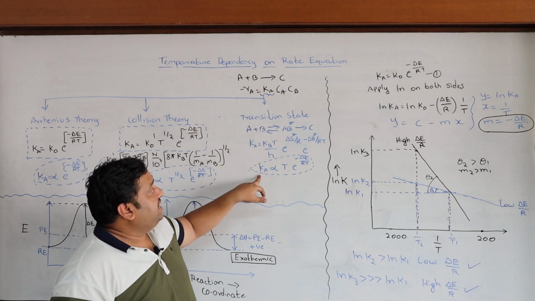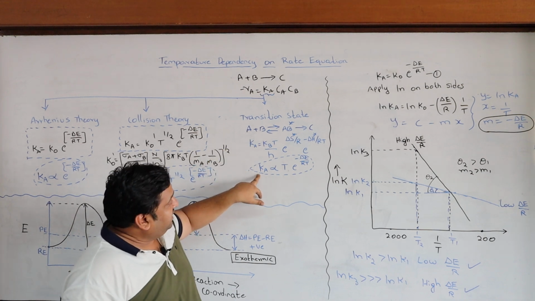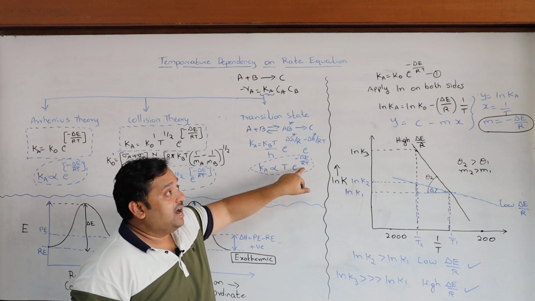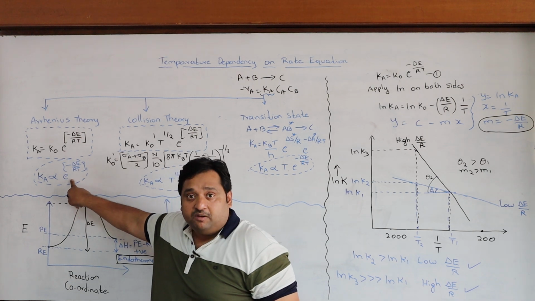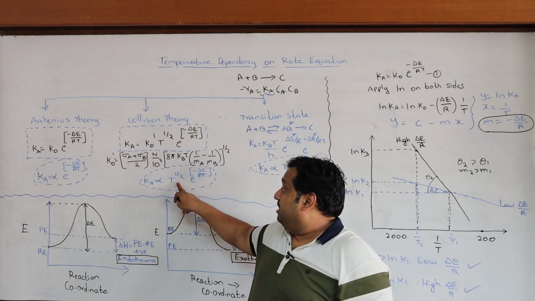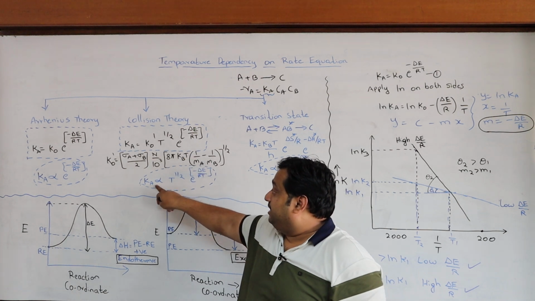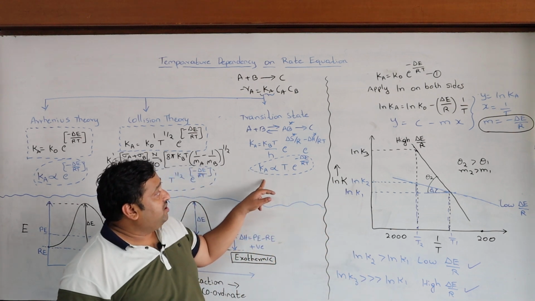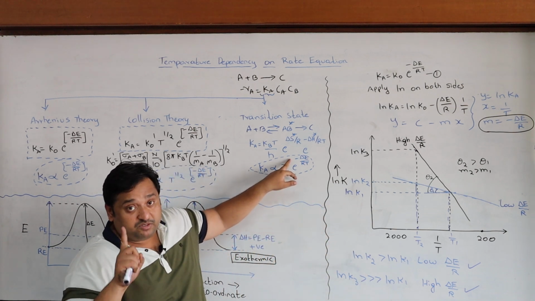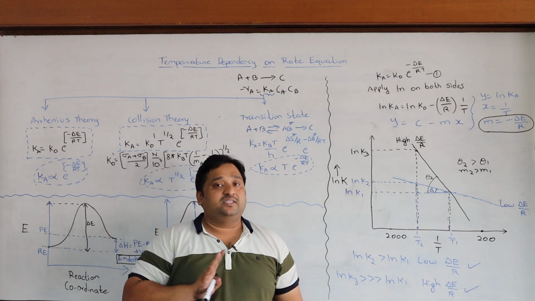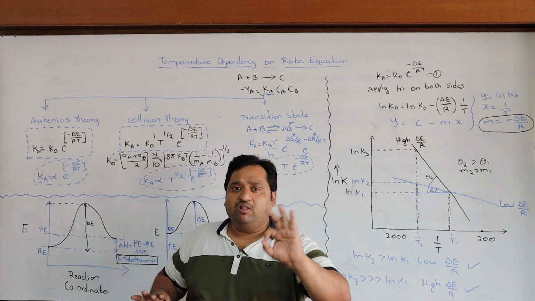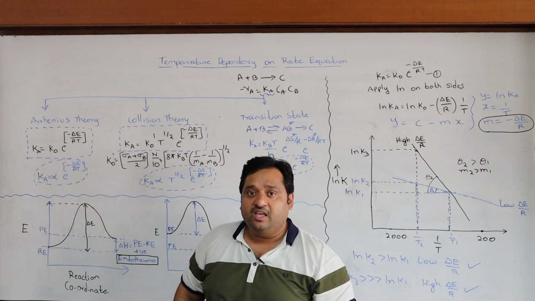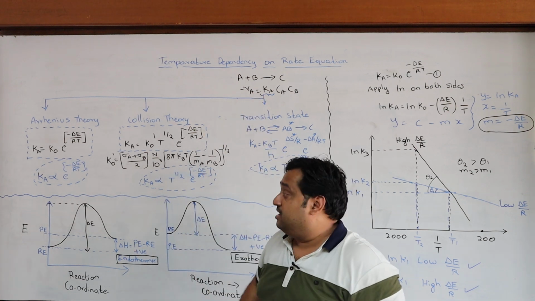In simple terms, here the rate constant is proportional to temperature power 1 and exponential of minus delta E by RT. Here it is very simple: only the exponential term as per the Arrhenius theory. As per the collision theory, Ka depends on temperature power half into the exponential term. Here Ka depends on temperature power 1 and the exponential. This is the only difference between the three theories. All three theories have different backgrounds, and ultimately all three are used to estimate the rate constant of a reaction.